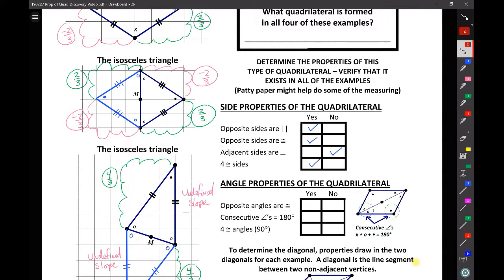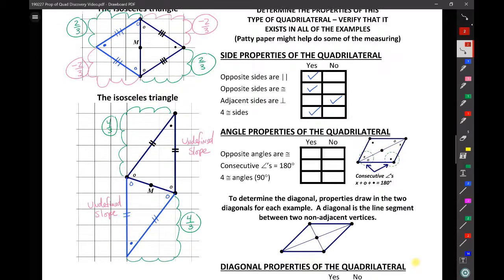All right, so now we are ready to talk about the angle properties of these types of quadrilaterals. Again, we'll put the question up on the side there. You work with your partner and or your teammates and come up with the answer to the angle properties.